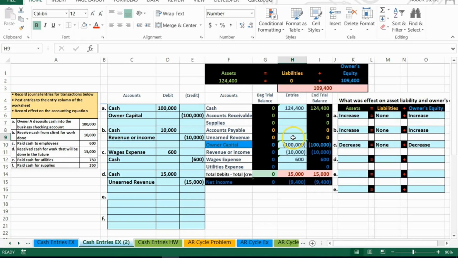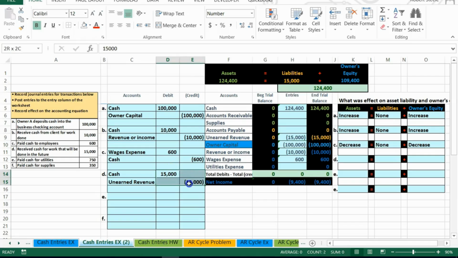Then we're going to post the unearned revenue in H9. So we're in H9, equals, we're going to point to the credit. So this is a credit balance account. It's going to go up in the credit direction to 15 and put us back in balance here. So we hit enter, up to 15, back to green zeros down here. Then we can see what happens to our accounting equation.